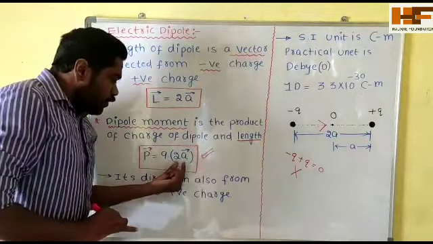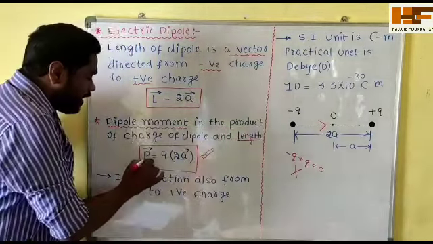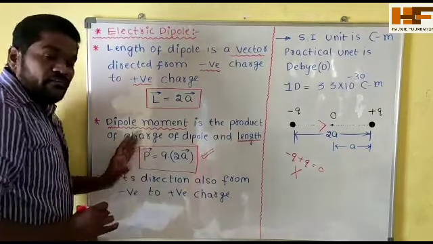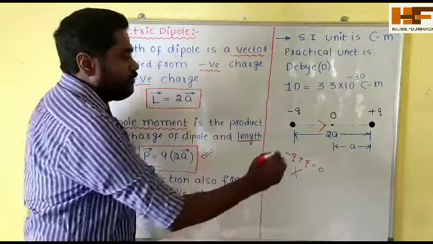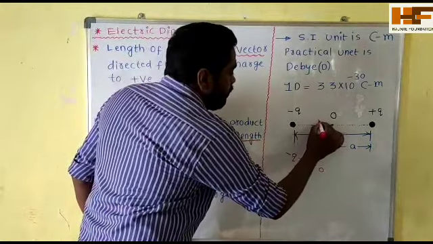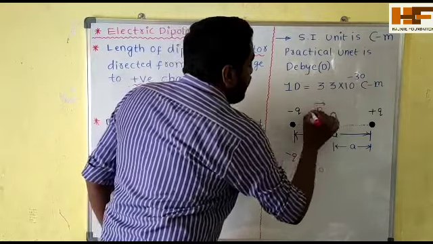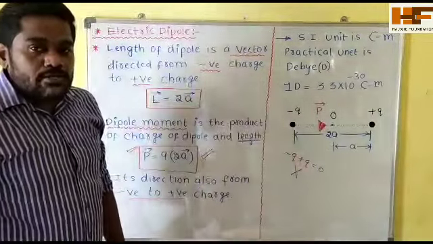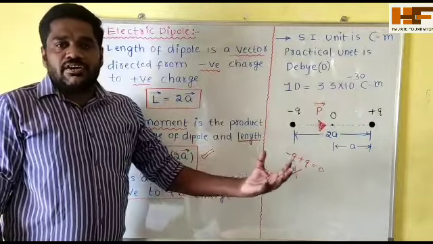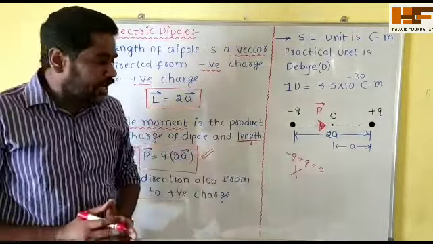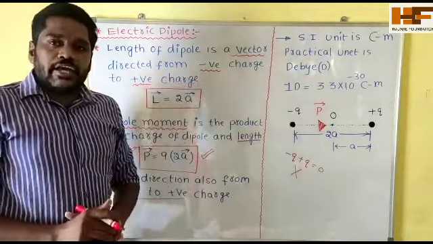As we know, 2A is a vector quantity from negative charge towards positive charge. Similarly, this dipole moment is also a vector quantity. Its direction is also from negative charge to positive charge. Therefore, now here you can take one symbol. This arrow indicates the direction of dipole moment, that is always from negative charge to positive charge. That is a very important point to find the angles between electric field and dipole moment, etc. So that was a small introduction of electric dipole.